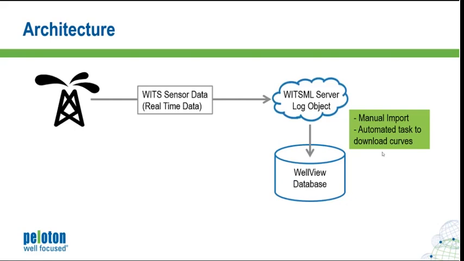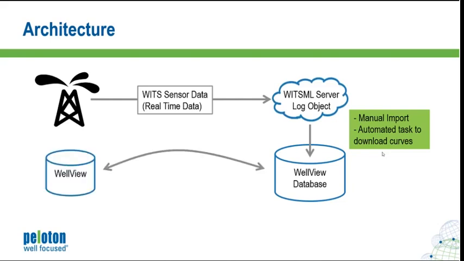So a human says this well in WellView matches this well in the WXML server, chooses the curves to download, and then sets it up to pull them down every hour, let's say, or every 15 minutes. So this automated service is just going to sit there pulling down the curves. Okay, so now we've got these curves in the office, and our drilling folks and geologists can look in there and see some of this cool stuff, but the rig site user needs the data.